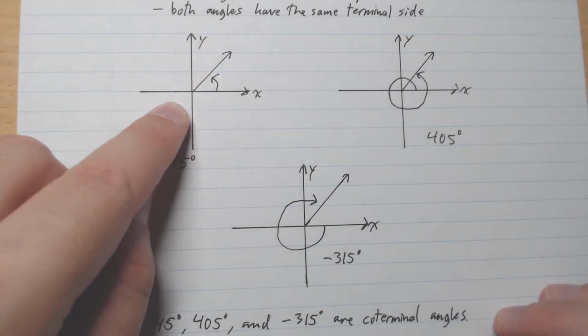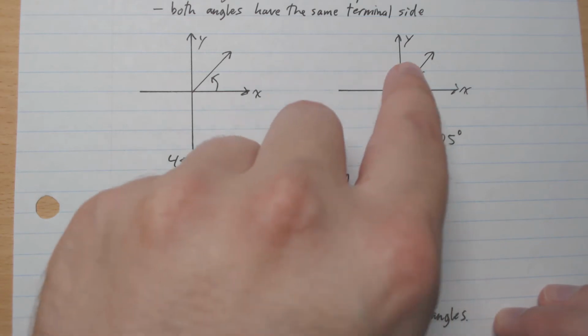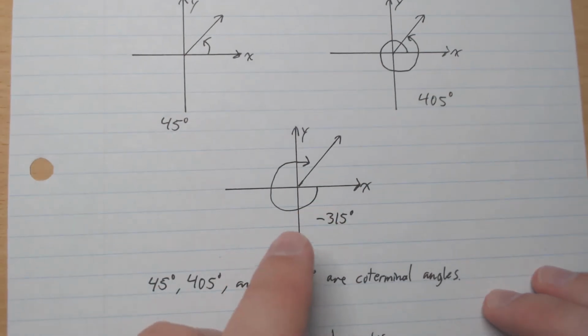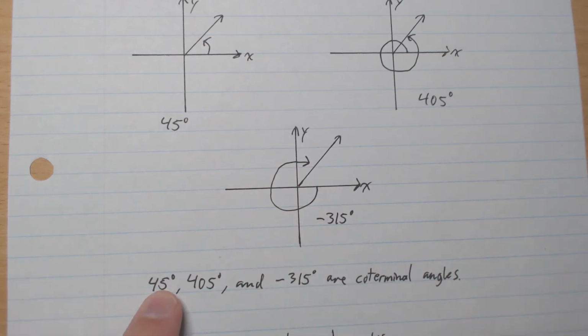This is 45 degrees like that. Going an additional 360, this is 405 like that. And then going by negative 360 on the other side, we get negative 315 like that. So 45, 405, and negative 315 are all coterminal angles.